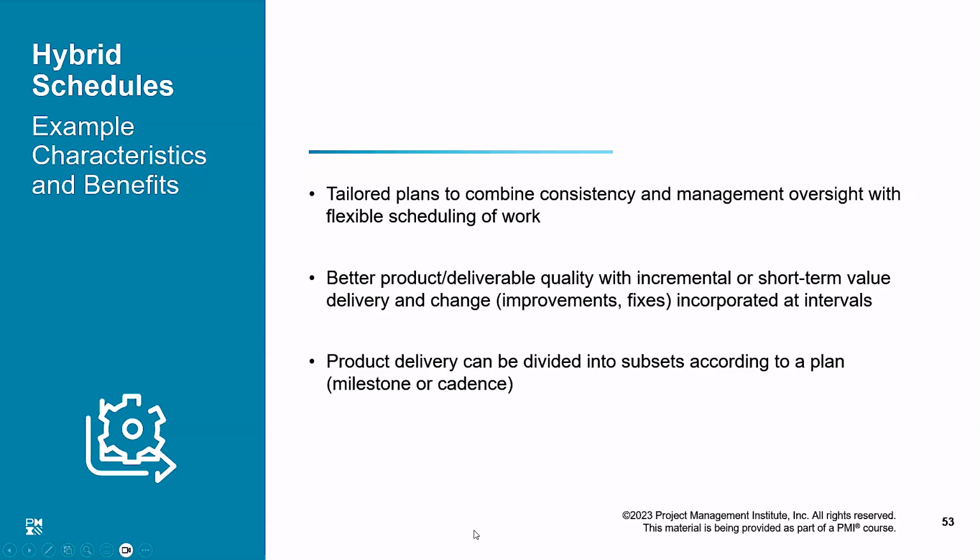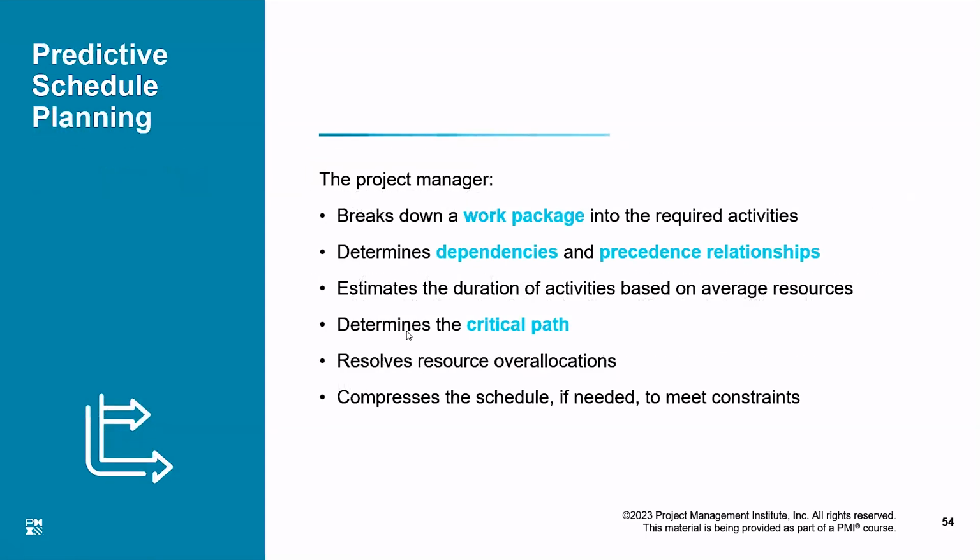And product delivery can be divided into subsets according to the plan. You can have a milestone plus you can have a cadence. Cadence means sprint wise planning, and milestone wise planning. You can have a combination of all those things. Anyway, I'm covering it. You'll get a little idea on this. What is the hybrid solution?